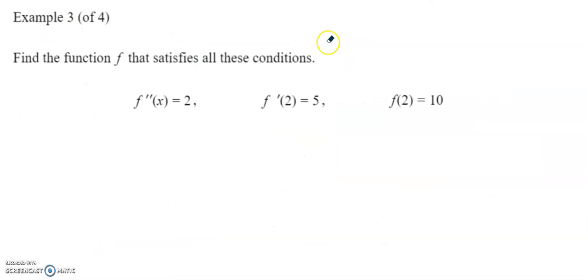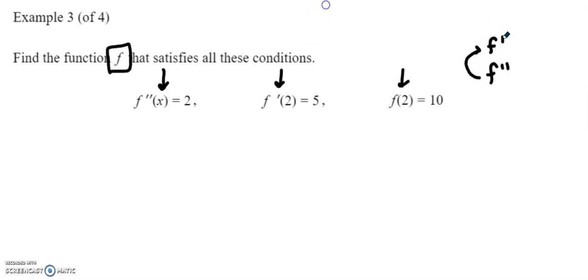All right, let's take this up a notch. Find the function f that satisfies all of these conditions. Well, here I'm given information about f double prime. I'm given information about f prime and some information about f, and I'm looking to find my actual function f. Well, if I start at the f double prime layer, I can go antiderivative once to get f prime, antiderivative twice to get f.